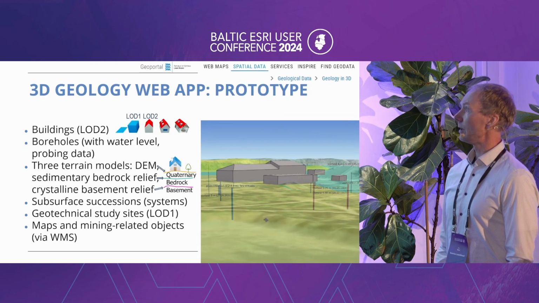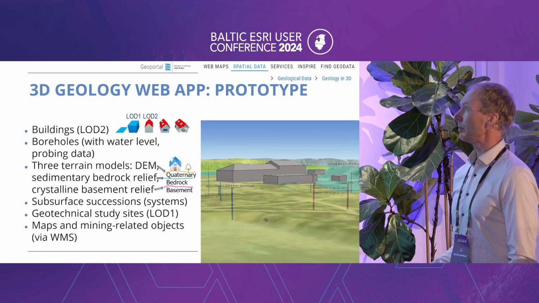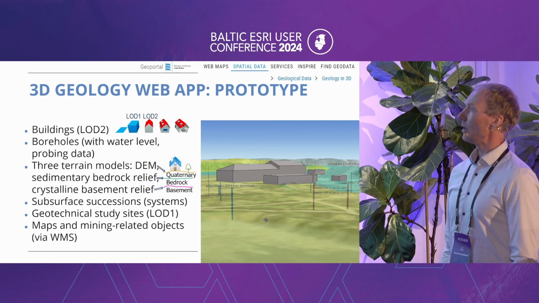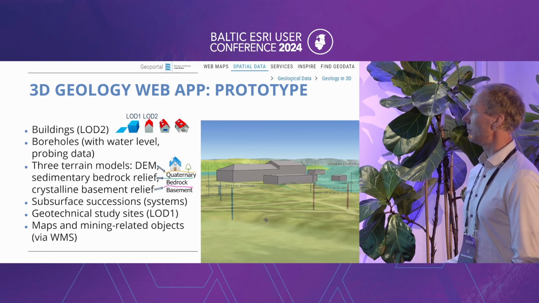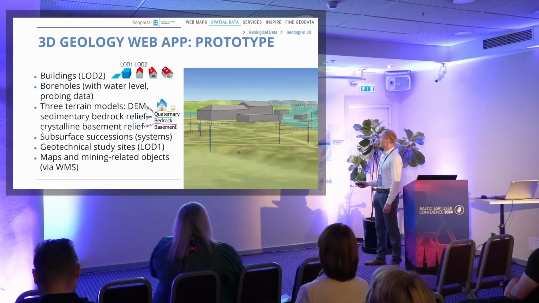So these are the layers currently displayed in the web app of Geology. We have buildings at LOD2 level, with these roofs. Like here, you can see we have boreholes with some water level data and probing data. It's in Estonian, but we just have to believe that this is data of a probe, and this is water level data and date. And we have these three terrain models.